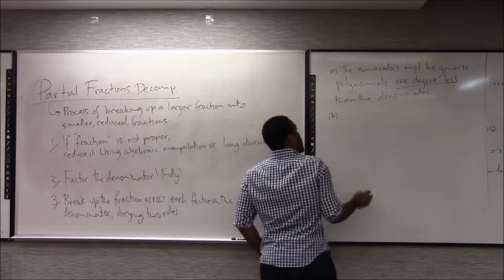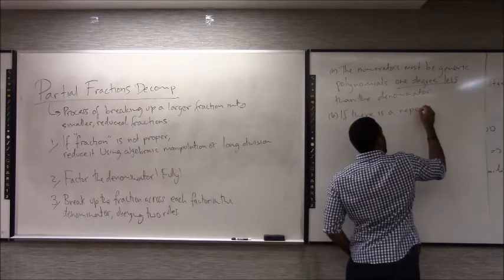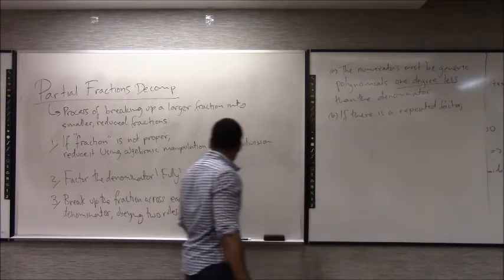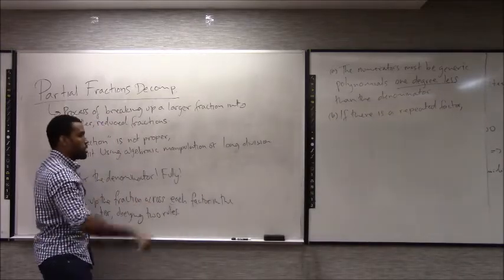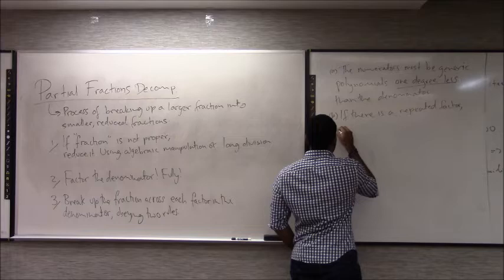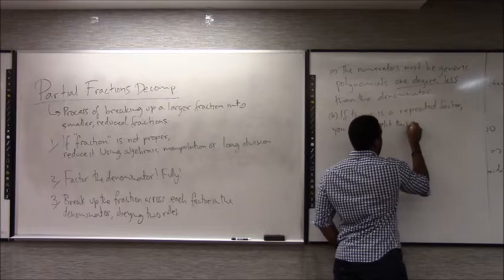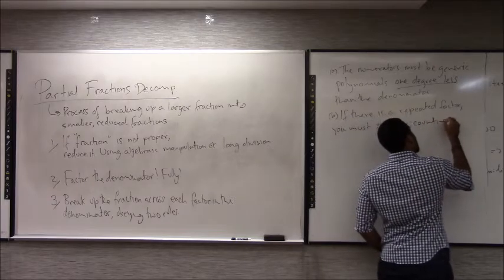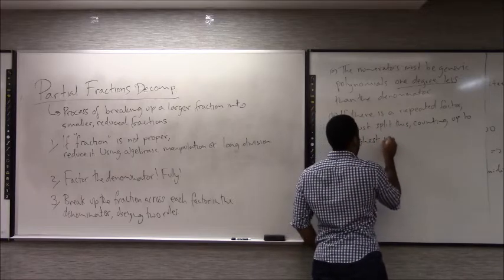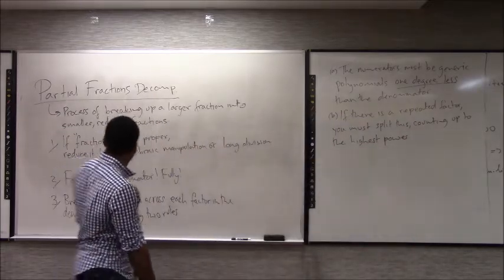And two, if there is a repeated factor, that is, when you factor the denominator, you get one factor with a power that's greater than 1, some positive whole number greater than 1, you must also split this counting up to the highest power. I think that's kind of where we ended last time.